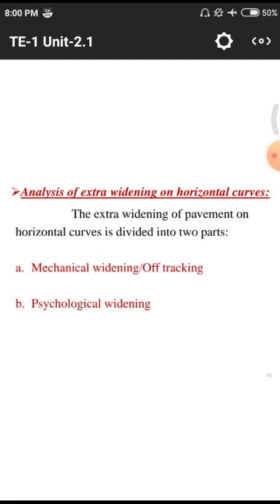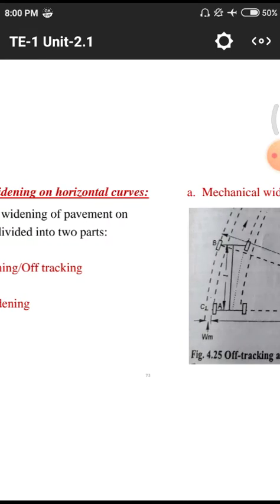In the previous class, we discussed the extra widening of horizontal curves. This extra widening involves mainly mechanical widening and physiological widening. These topics were discussed in the previous class. Once again, we will take some points from this, and after that, we will explain today's topic.